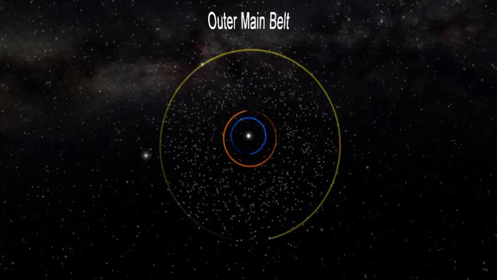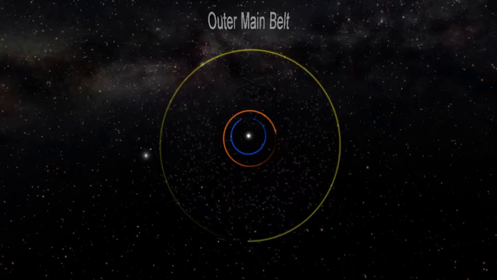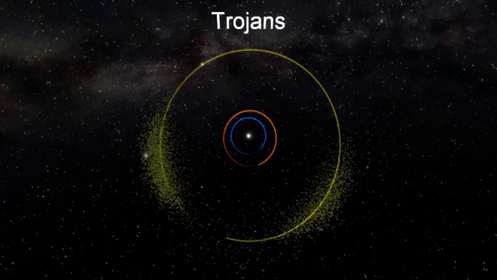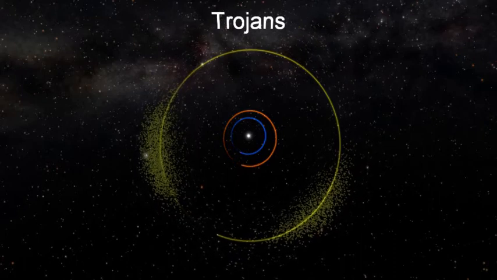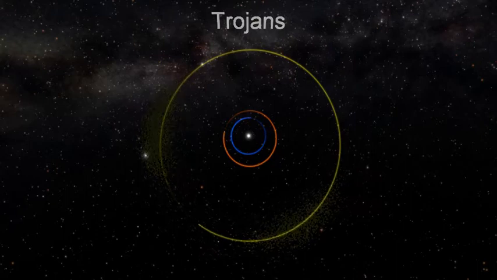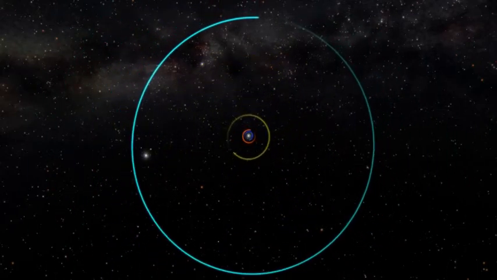Next, we see outer main belt asteroids that have orbits extending closer to Jupiter's orbit. Next, we view the Trojan asteroids, and these are at locations 60 degrees ahead and behind of Jupiter in its same orbit, and they're trapped there by the gravity of Jupiter and the Sun.